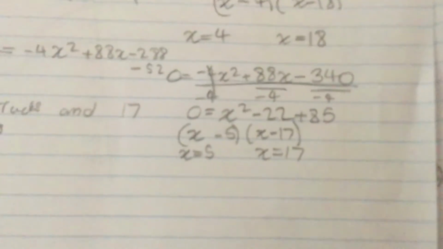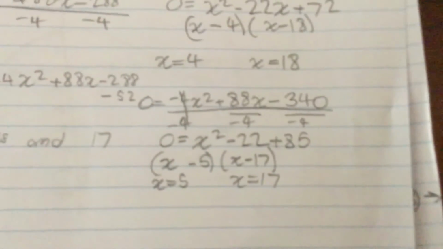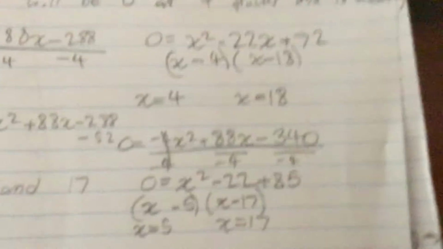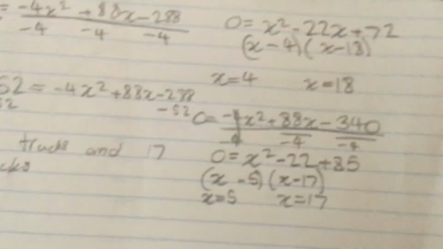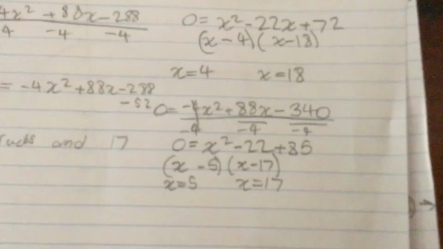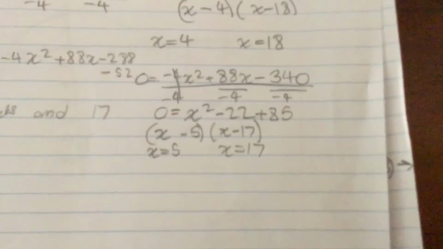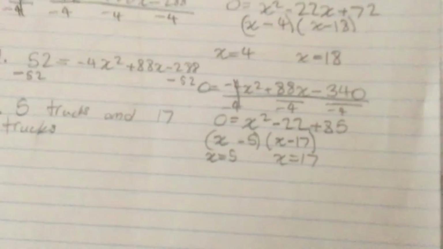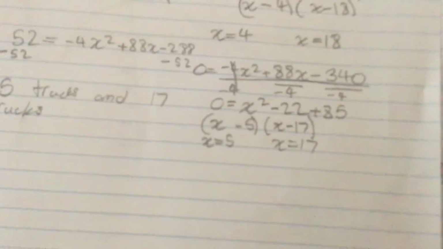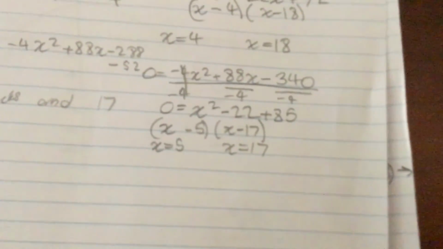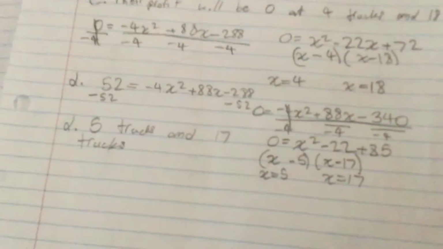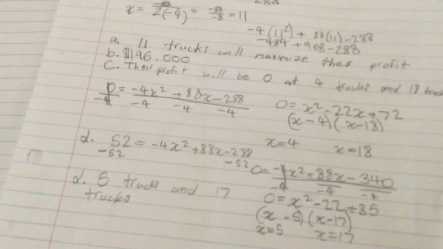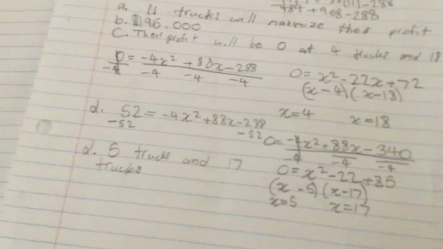So from here it was 0 equals x squared minus 22x plus 85. Forgot to write the x there, but I know that negative 5 and negative 17 both combine to get negative 22, and they also multiply to get 85, and again it's the same thing as x minus 5 equals 0, so x equals 5, x minus 17 equals 0, so x equals 17, and so I know that 5 trucks and 17 trucks can result in a profit of $52,000.